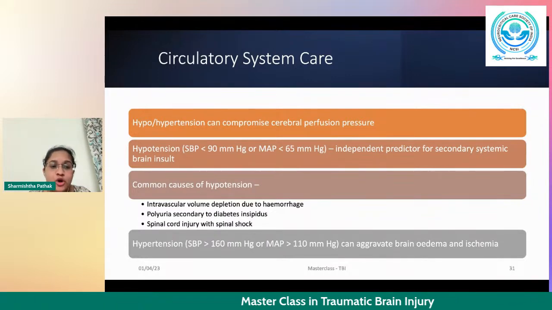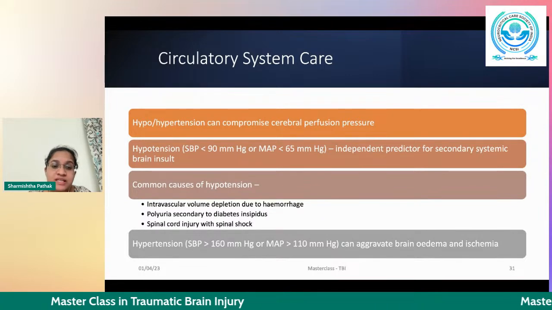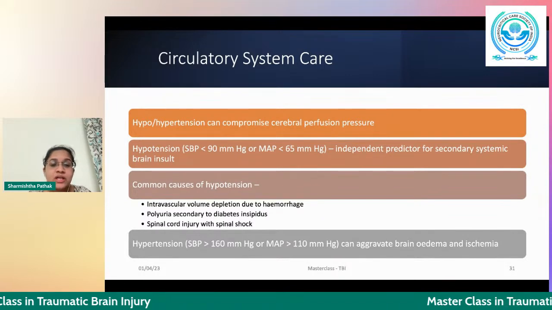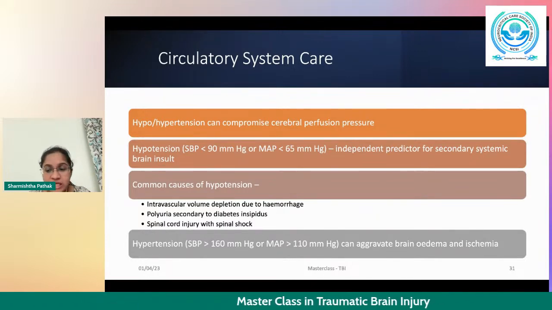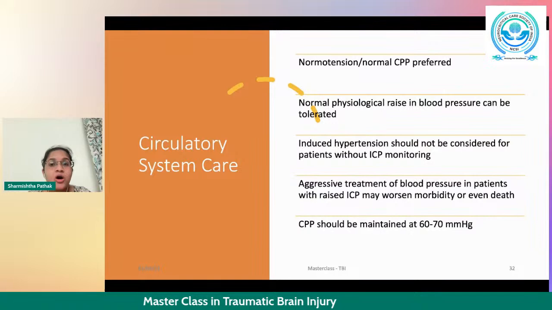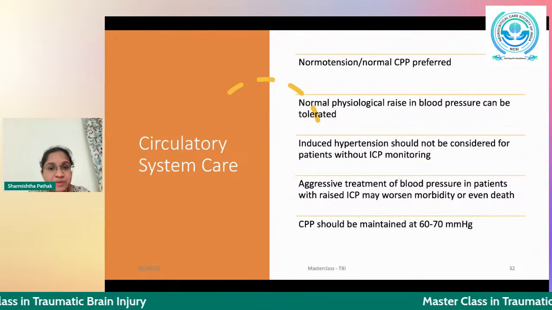associated with spinal shock. Hypertension, similarly, with a systolic blood pressure of more than 160 or a mean arterial pressure of more than 110 millimeters of mercury should be avoided as it can aggravate brain edema and ischemia. All measures should be taken to achieve normotension or normal CPP.